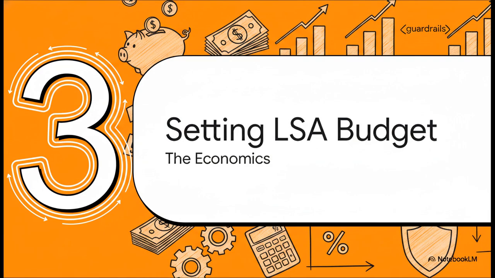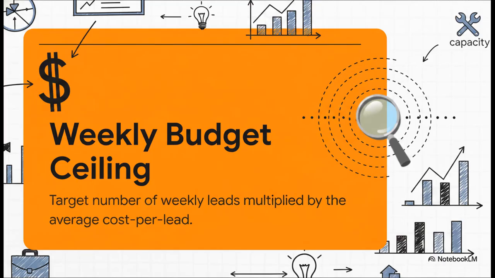Moving on to the financial guardrails phase. Section 3, setting your LSA budget. Let's talk economics. The day you finally get that glorious approval notification, it's time to set up your account's financial guardrails. And honestly, it is mathematically super simple to figure out your weekly budget ceiling.